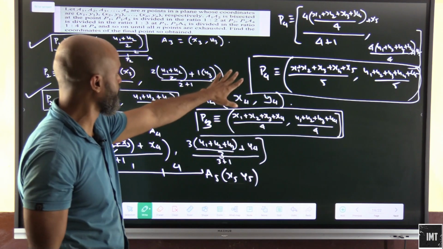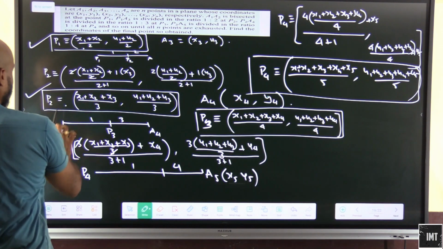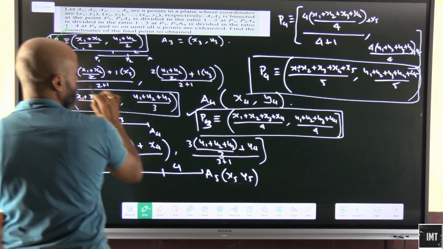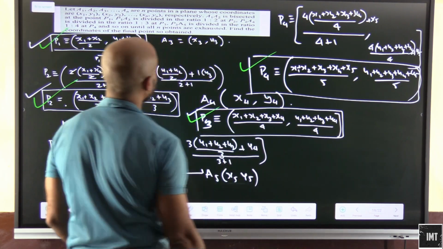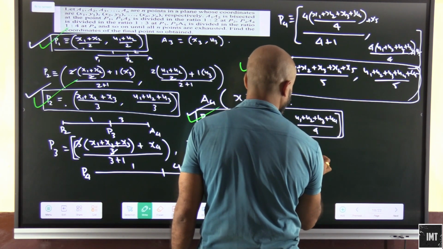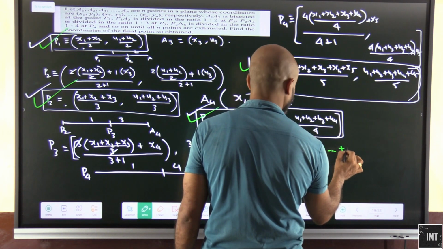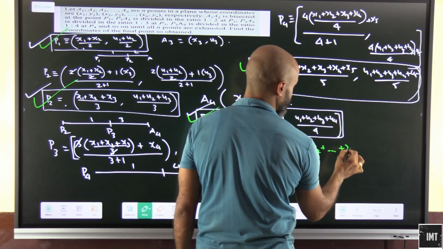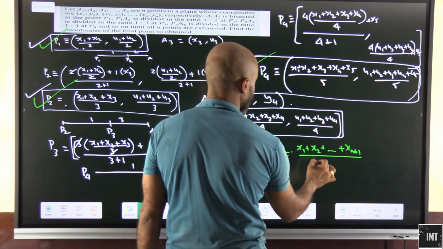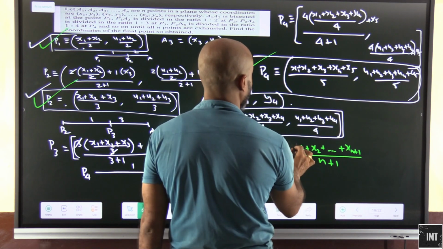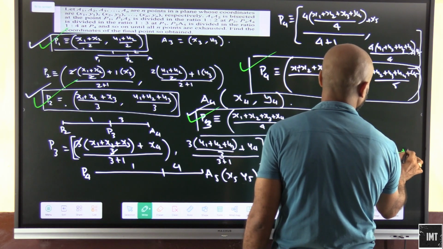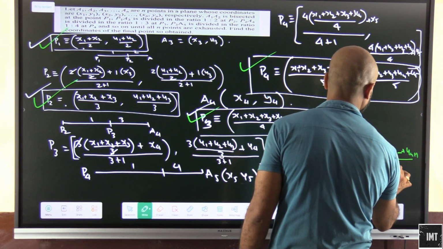So if you look into this, the trend is what? By just looking at P1, P2, P3, P4, in that case, we can write Pn as x1 plus x2 till xn plus 1 upon n plus 1, and this will be y1 plus y2 till yn plus 1 upon n plus 1.